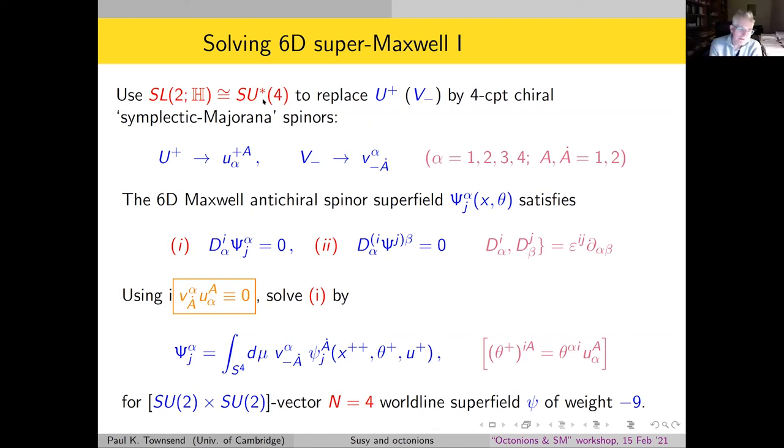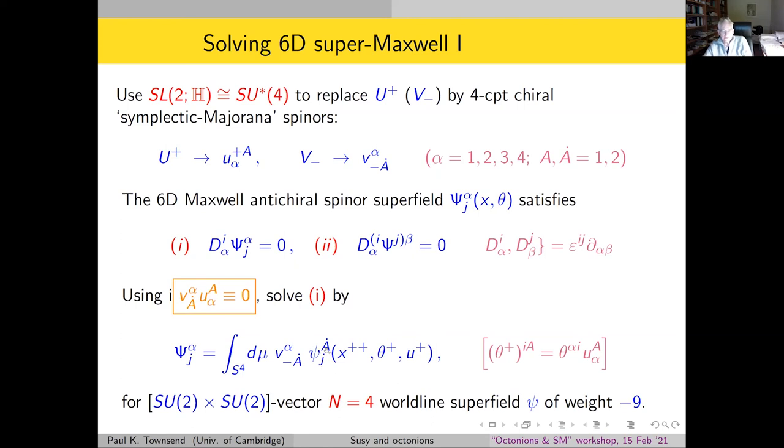So now for these four-component spinors, the 6D Maxwell chiral spinor superfield is now an anti-chiral super spinor field. And it satisfies a relation here plus another one. So there's this condition, and this is like the chirality condition again. So you can solve the first equation by simply writing this down as, now I have to use this V, because I have to use an anti-chiral spinor.